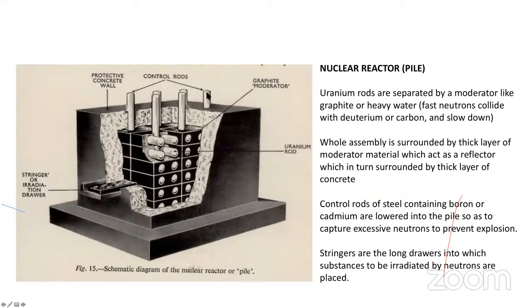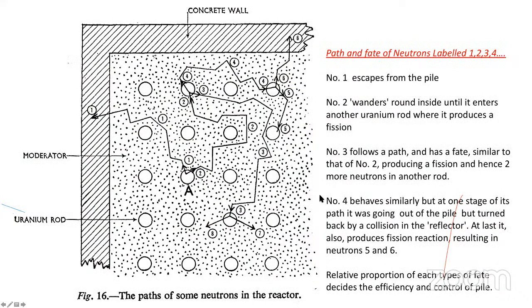And these are control rods, made of steel containing boron and cadmium. They are lowered into the pipe to capture excessive neutrons whenever they occur. And this is the irradiation drawer, because a lot of neutrons go there. If you want to make cobalt-60, you can just put cobalt-59 there to make the radioactive material.